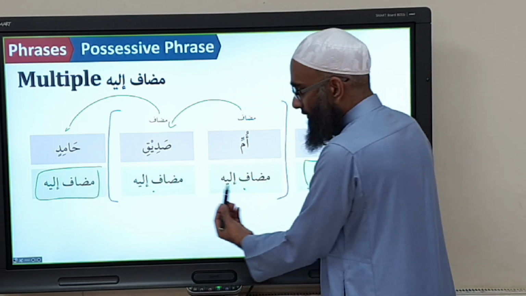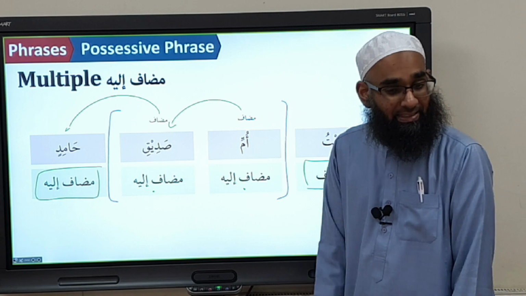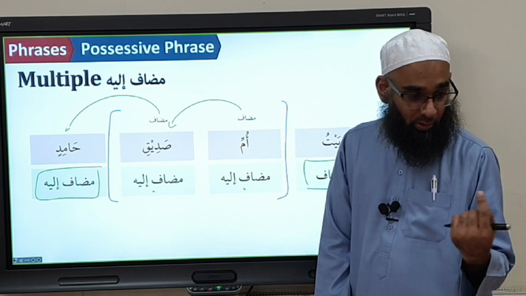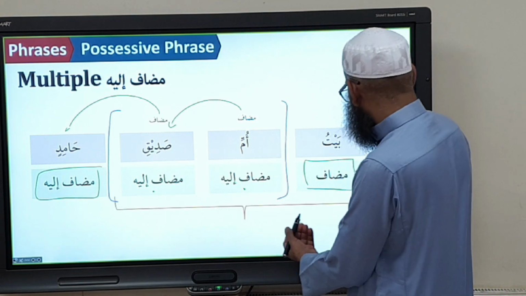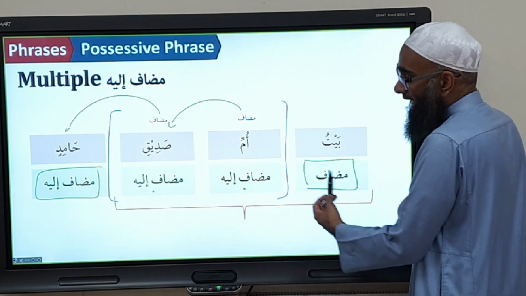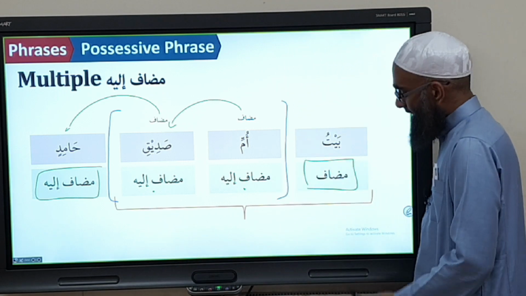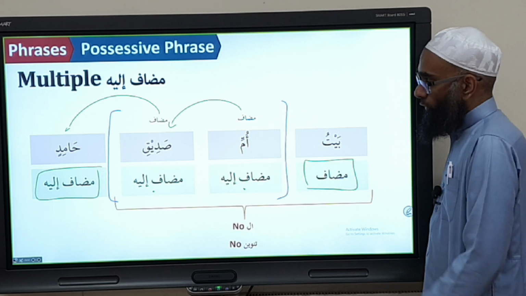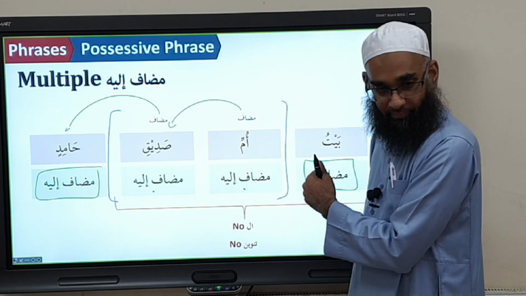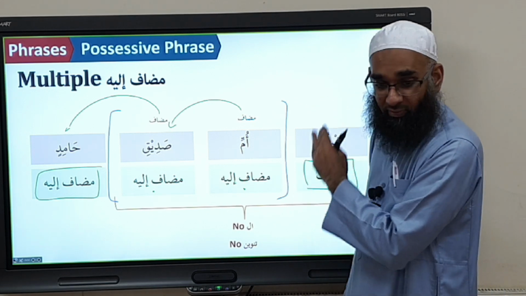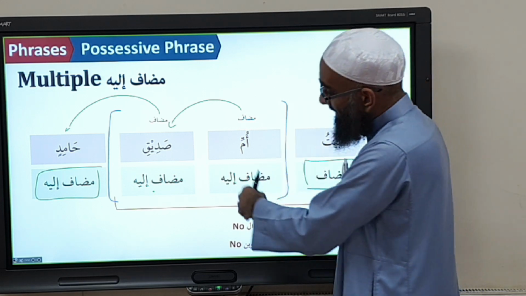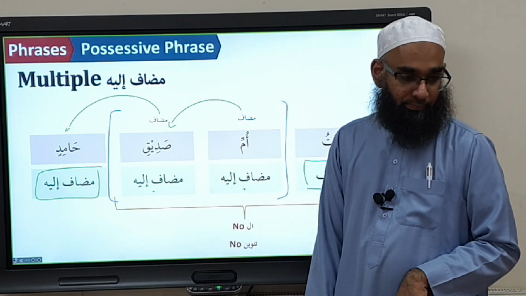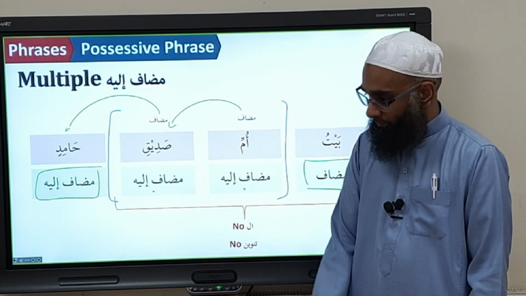So even though you label it as mudaf ilay, it has an element of mudaf inside of it. Therefore, what's the rule of mudaf? No alif lam and no tanween. So the middle ones, having elements of mudaf, will have no alif lam or tanween. The rule is, any middle mudaf ilay will not have alif lam or tanween. The ending mudaf ilay can have alif lam or tanween. Do you understand? Does that make sense?